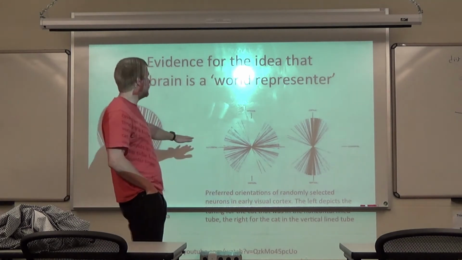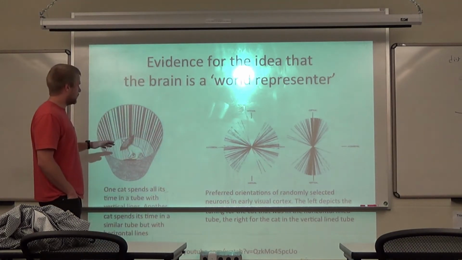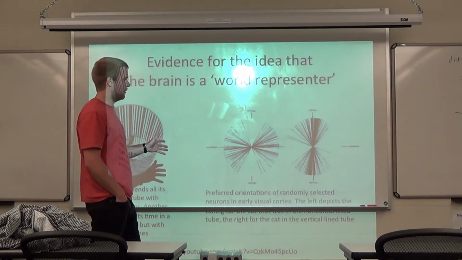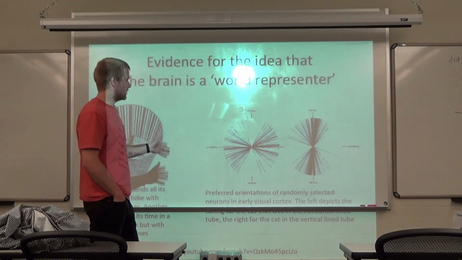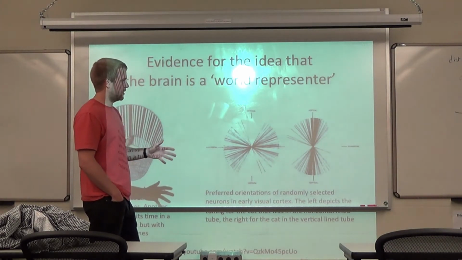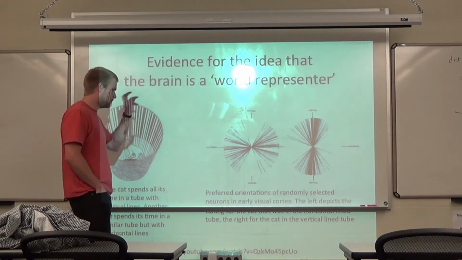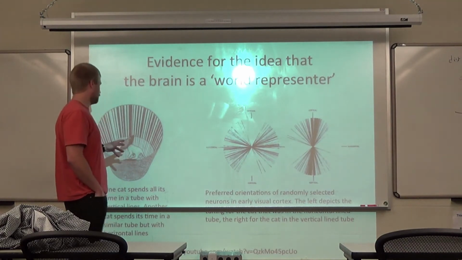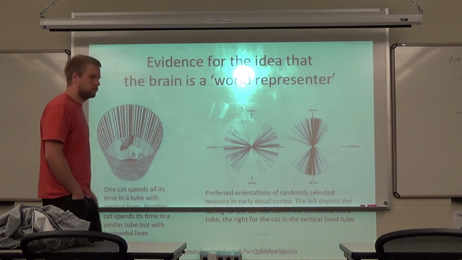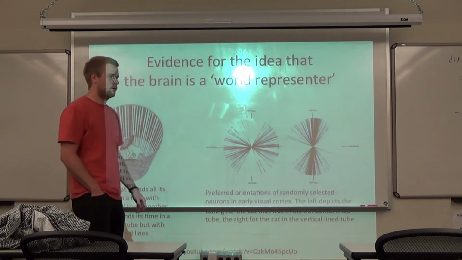So this is some evidence of how the brain, depending upon its environment or things it has seen in the past, will change or reorient itself so that it optimally represents the environment. Does that make sense?